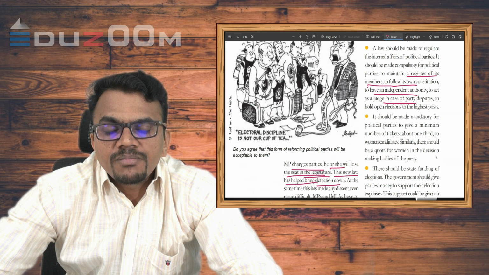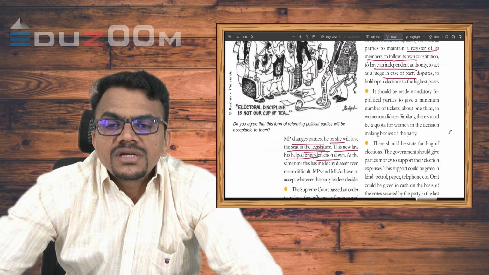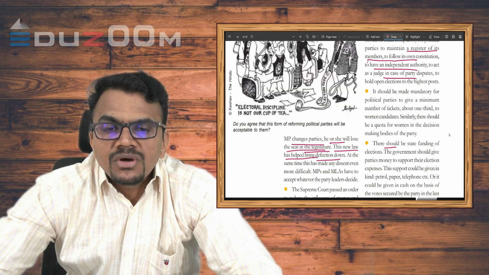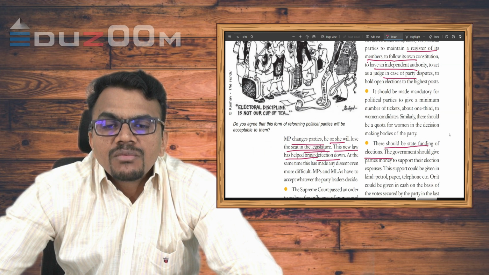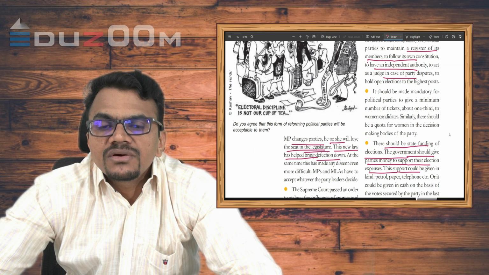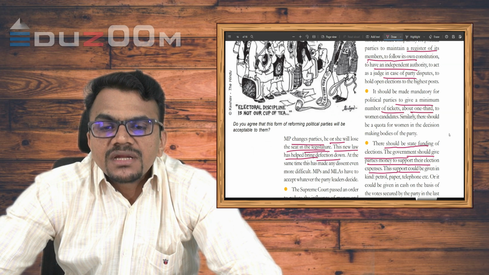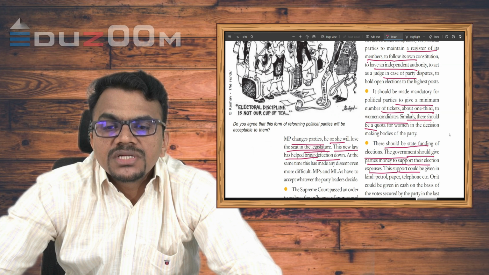There are regulations for internal affairs of political parties, like they should maintain a register, and they should also have proper party meetings to avoid disputes or conflicts. They should not take a decision by 1 or 2 leaders. Decisions should be taken with the involvement of every member. That is what is called internal democracy to be carried out in political parties.